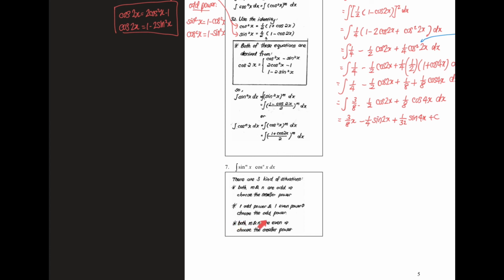If both m and n are even, actually, if both of them have even power, you have to choose both and apply the even power identity, which are these two identities. Okay, so choose both of the even power expressions and apply the identity on both. Okay, let's see an example. Okay, so for example again, let us choose questions from page 20.